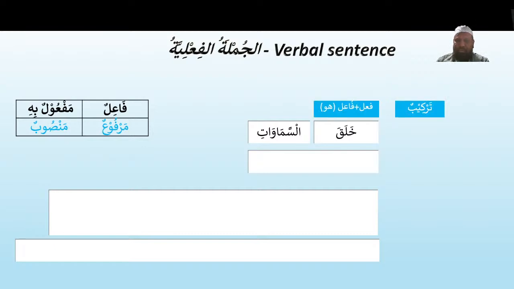Okay, tarkib again. Khalaqa, fi'l; fa'il, which is huwa; and as-samawati maf'ulun bihi. Translate. No, as-samawat is not jama mukassar. Jama salim, muannath.